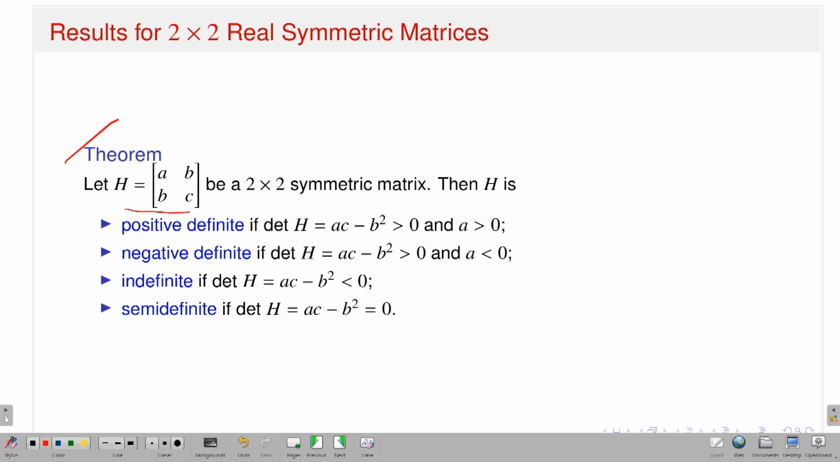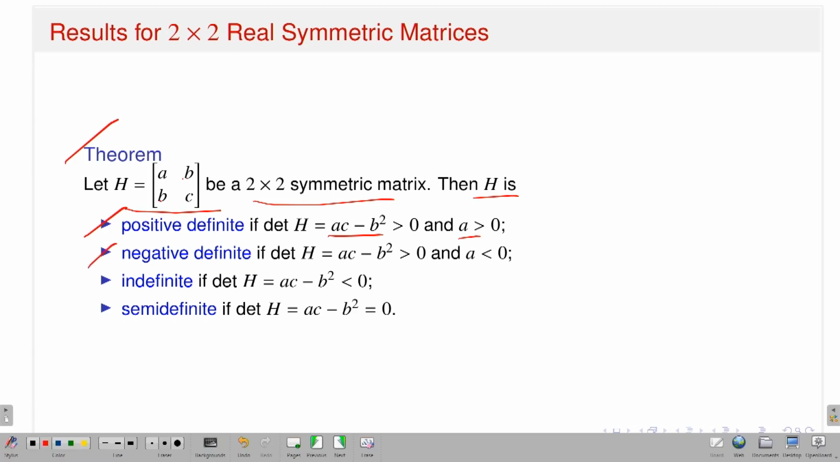So let's start with the matrix H whose elements are A, B, B, C. Of course, it is a symmetric matrix. That means these two should be the same, B, B. It's a 2 cross 2 symmetric matrix. Then I am saying that the symmetric matrix H is, number 1, positive definite if the determinant of H, which you can easily calculate as AC minus B square, is strictly positive, along with the fact that the 1, 1 element A should be strictly positive.